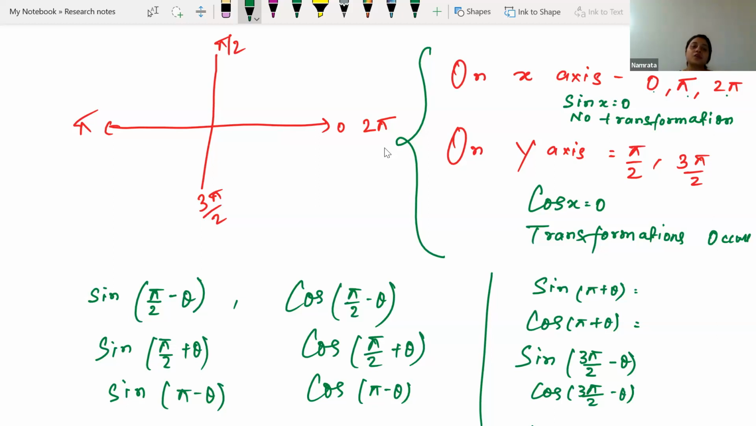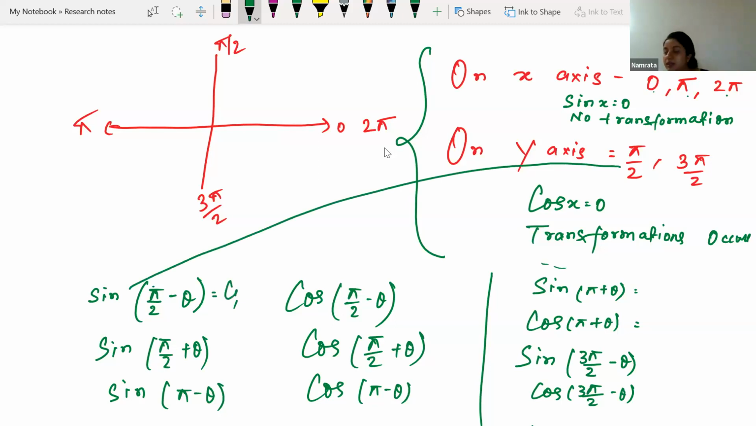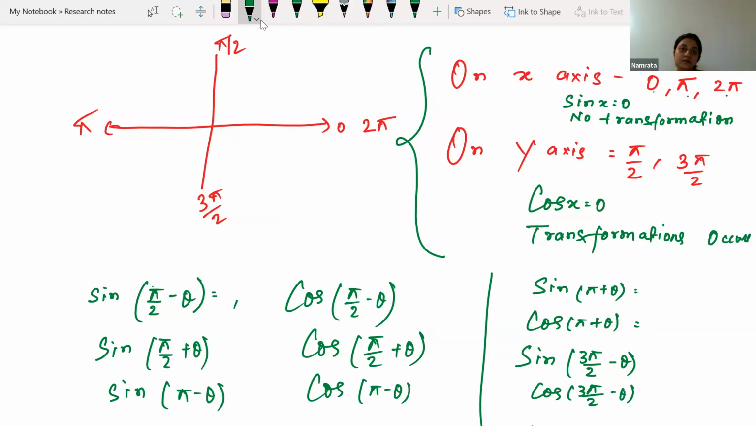So here we can say that sine of pi by 2 minus theta, can you see it's pi by 2? And the rule says whenever you have pi by 2, transformation occurs. That means here we will have cos theta. Let me write with a different color. This is rule number one. This is rule number two. Okay, sine of pi by 2 minus theta will be cos theta.